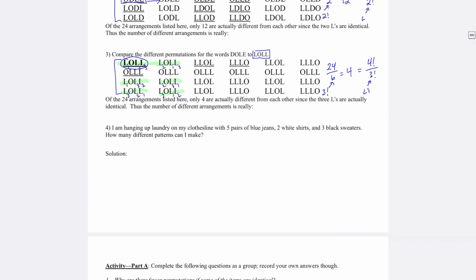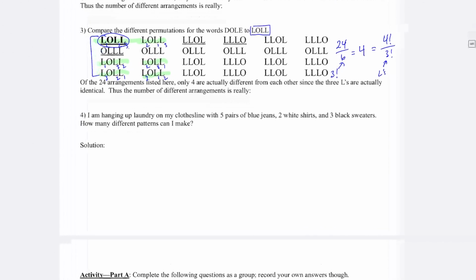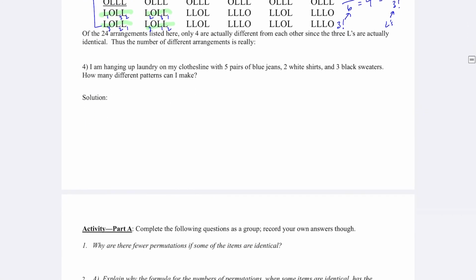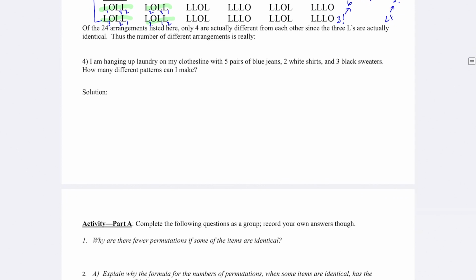So let's look at a different situation. I'm hanging up laundry on my clothesline with 5 pairs of blue jeans, 2 white shirts, 3 black sweaters. How many different patterns can I make? In total, I have 5 plus 2 plus 3, and we're assuming that the 2 white shirts look the same, and the 3 black sweaters look the same, and 5 pairs of blue jeans look the same. So in total, we have 10 items. Okay, so that would be 10 factorial.